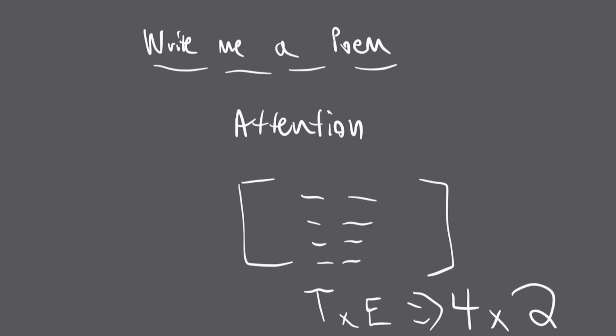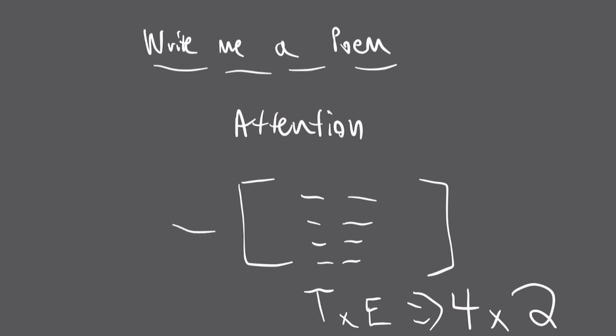And the embedding dimension for every single token, so for write, for me, for a, for poem, is essentially a vector that encapsulates the meaning of the word. So you can think of it as a feature vector that summarizes the information in that word in a way the model can understand. And that will be learned through the process of training a neural network. But what does the attention layer output? This is just what the attention layer takes in.